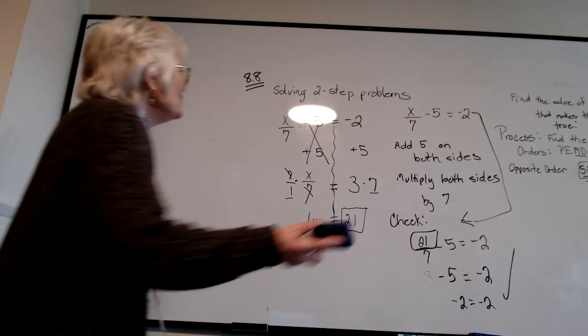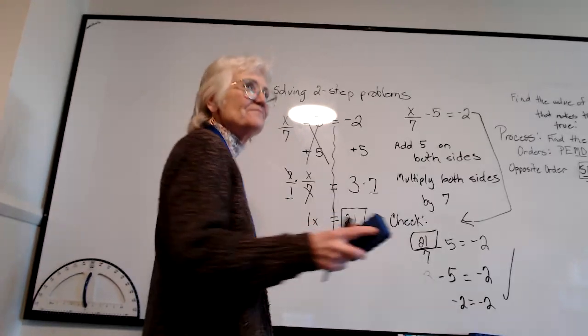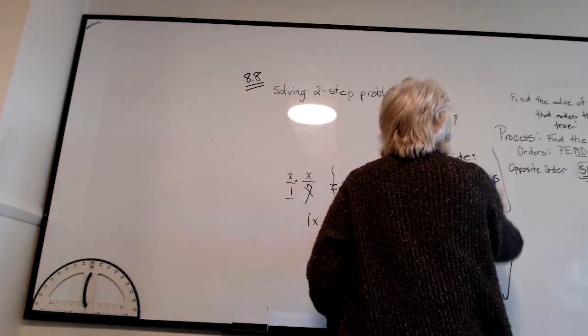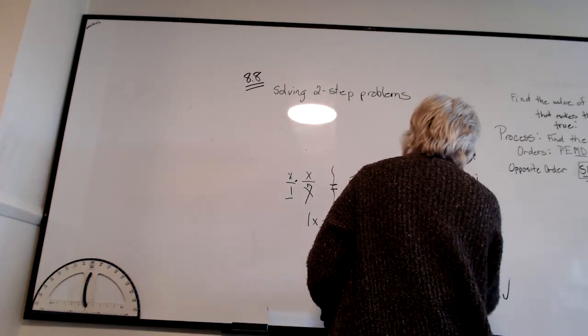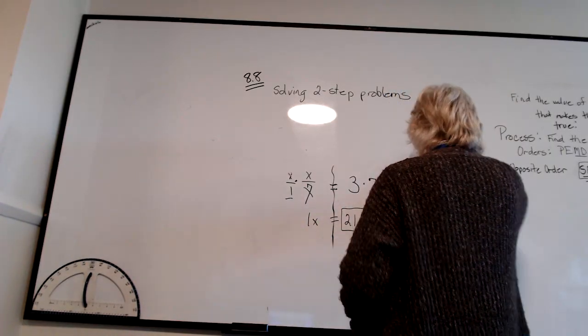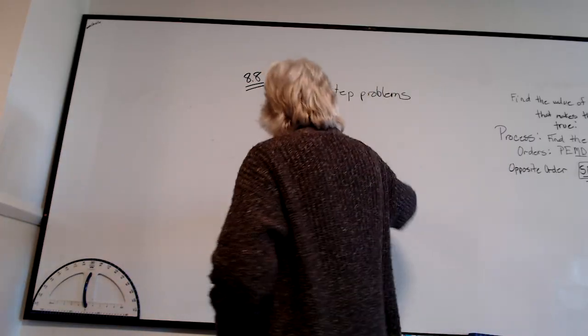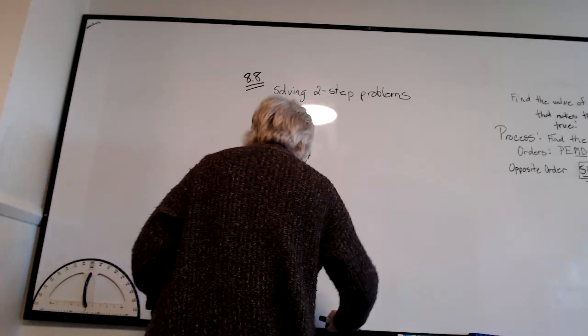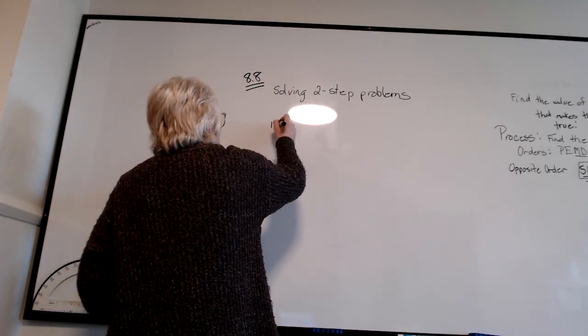Okay, so I'm going to give you some more problems. We are going to start again. Our whole goal is to get x by itself, to find out what x is that makes the equation true. What value does x take to make the equation true? I'm going to show you something else.